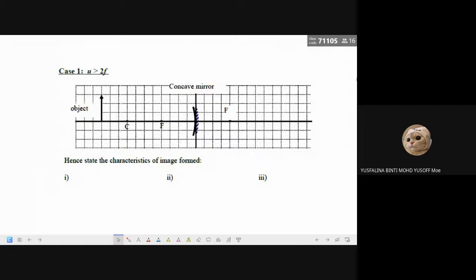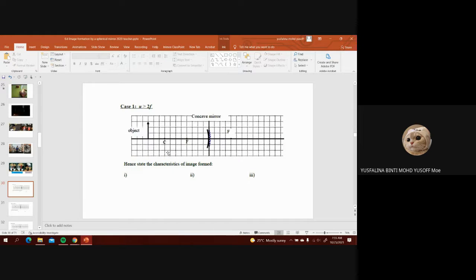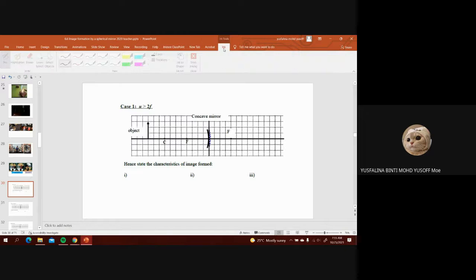Okay, so this is the ray diagram. So now we will learn how to draw for the concave mirror. I will teach you one by one. This is when u is bigger than 2f, meaning the object distance is bigger than the distance to 2f. So 2f is actually C here. So u is bigger than 2f. C is equal to 2f, right?